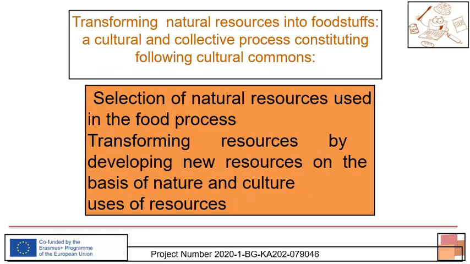Transforming natural resources into foodstuffs according to norms is a cultural and collective process, which constitutes a cultural commons in all human societies. Such cultural commons has at least three components. It concerns the selection of natural resources used in the food process. The distinction between eatable and uneatable varies from country to country and from one culinary culture to other. That means that such commons define the framework within which tastes and preferences can be displayed, but also contribute to build an identity.